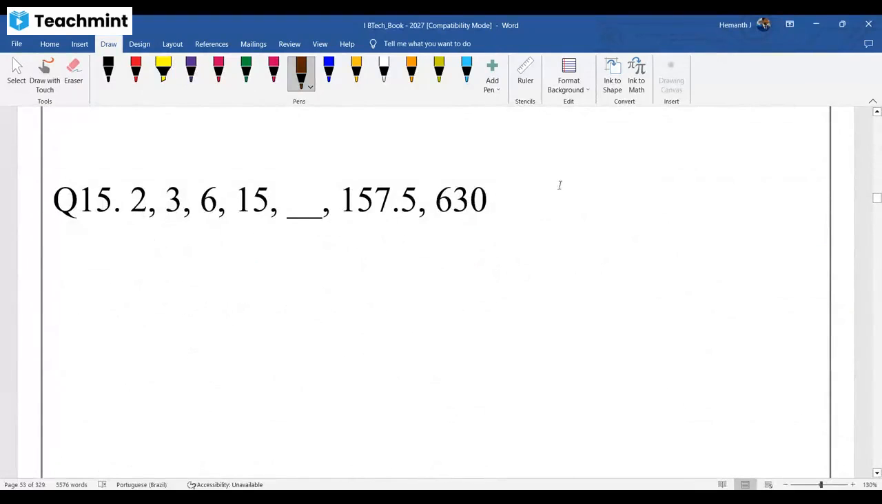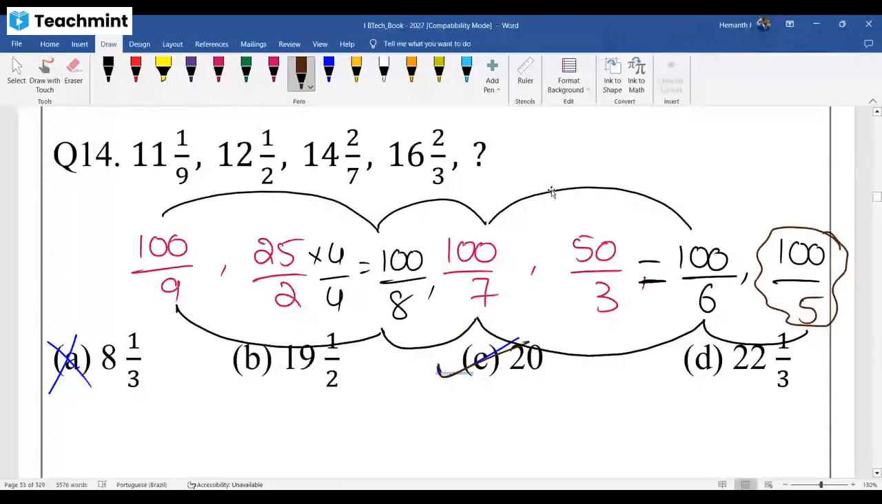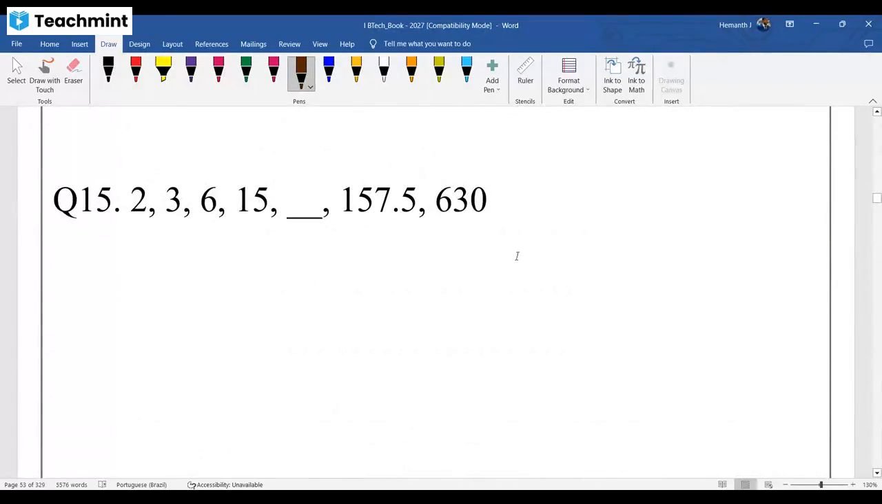Now see about this question, the 15th one. Hope you are done with the previous question. We converted the mixed fraction to a fraction. Then we came to a numerator, 100 fixed. Denominator is 9, 8, 7, 6, 5 like that. Okay. Now see the 15th question. 2, 3, 6, 15. This is a fill in the blank question. In fact, this question was given in the GATE exam. 2, 3, 6, 15, blank, 157.5 and 630.